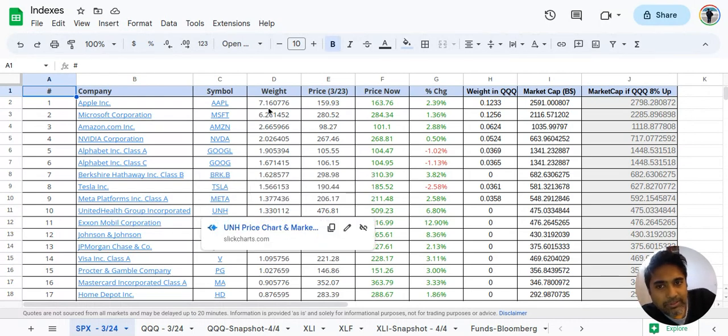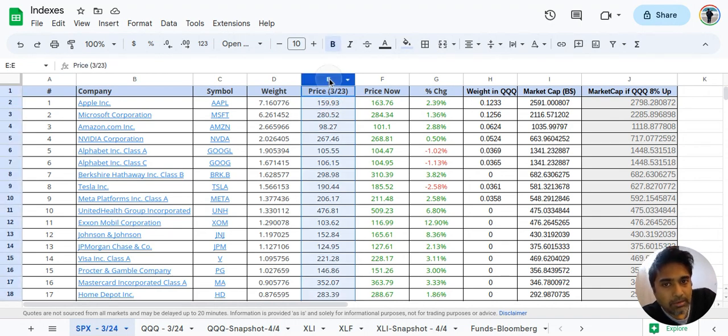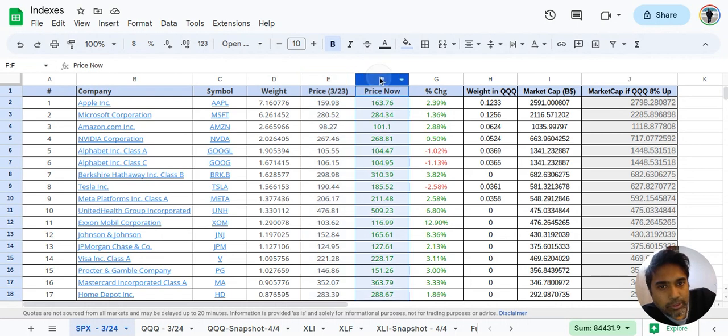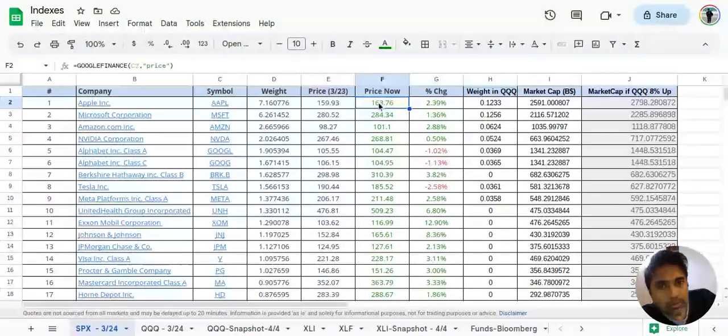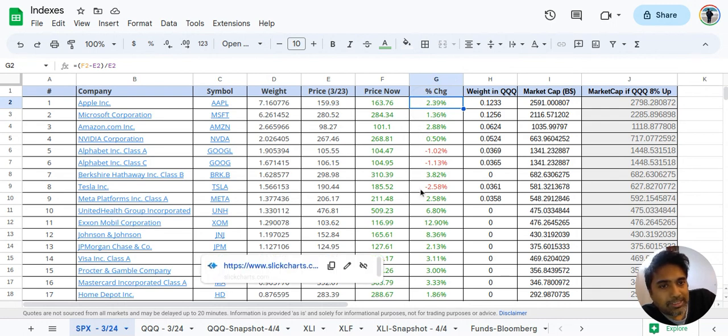And then we have the price. The first time I picked it up was on 3/23, so that's the price it shows around that time in column E. Then column F shows the price today. It's just a Google Finance function call, so you can add that to get today's price. Percentage change shows the change in the last couple of weeks, and overall the S&P.